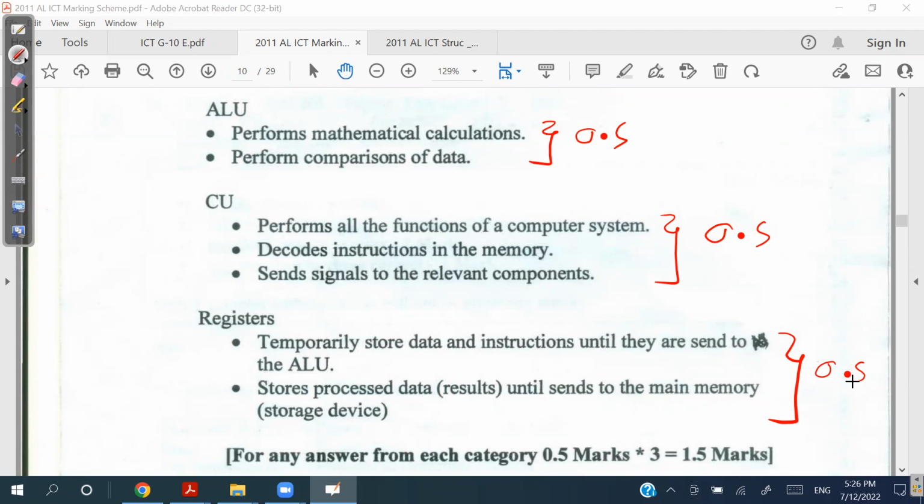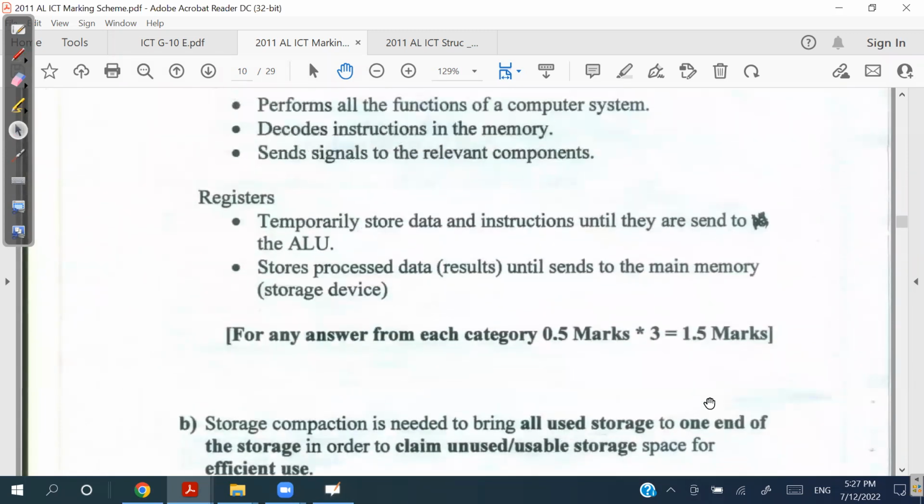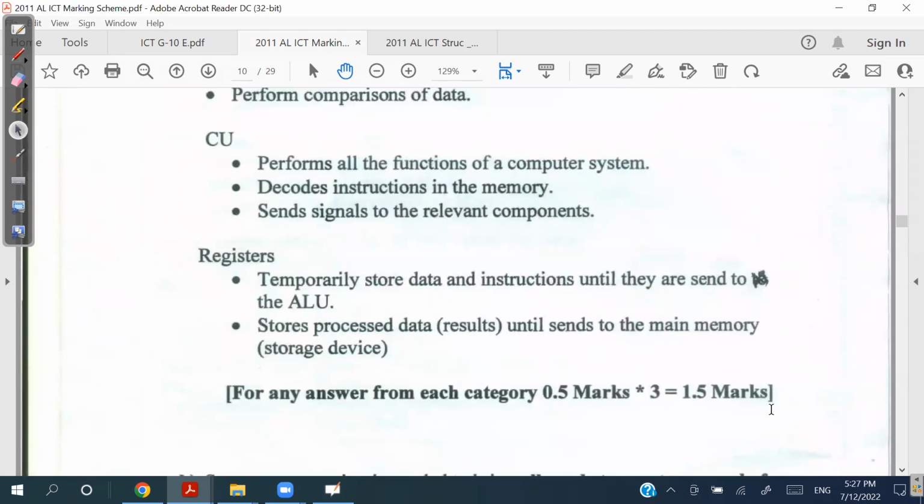right? For registers, a register is a component which holds the data temporarily until it is given to the ALU, as well as it will hold the result which is given by the ALU until it is given to the main memory. So any one point out of those two will give you the marks of 0.5, right? So for that, you got 3 marks, right? 1.5 for the component naming and 1.5 for the function description. So altogether 3 marks.